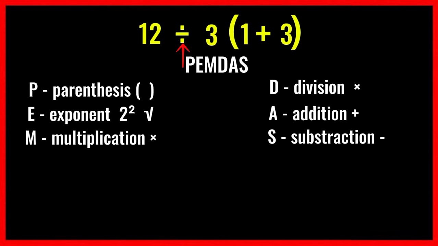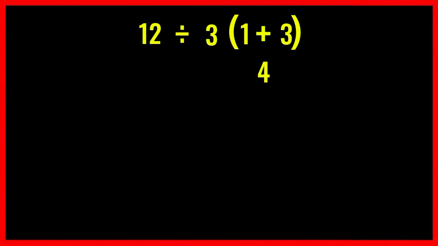So, first we have to do these parentheses. Inside these parentheses, we have 1 plus 3, which equals 4. So, we have 12 divided by 3, then multiplied by 4. Now, in this expression, we have one division and one multiplication. As I said, multiplication and division have equal priority, and we have to work from left to right. So, here, first we have to do this division.